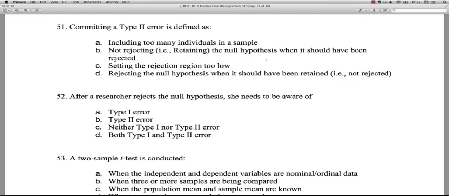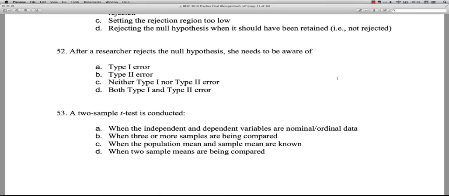So retaining the null hypothesis is a negative finding, so you decide that there's nothing going on, when it should have been rejected because there really is a correlation in the population or differences in the populations. So that is a false negative. B is a very wordy way of saying a false negative. That is a type 2 error. So 51 is B. C, setting the rejection region too low. That has to do with the selection of an alpha. That's a separate issue. And then D, rejecting the null hypothesis when it should have been retained. That is a false positive and a type 1 error. So, a little confusing.